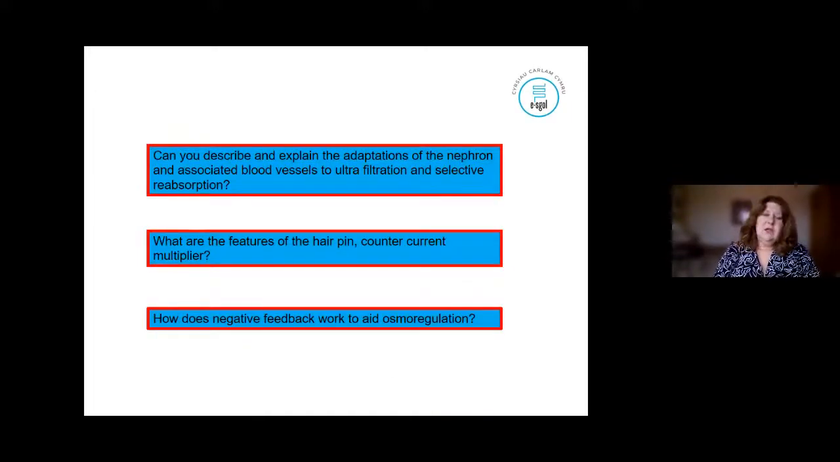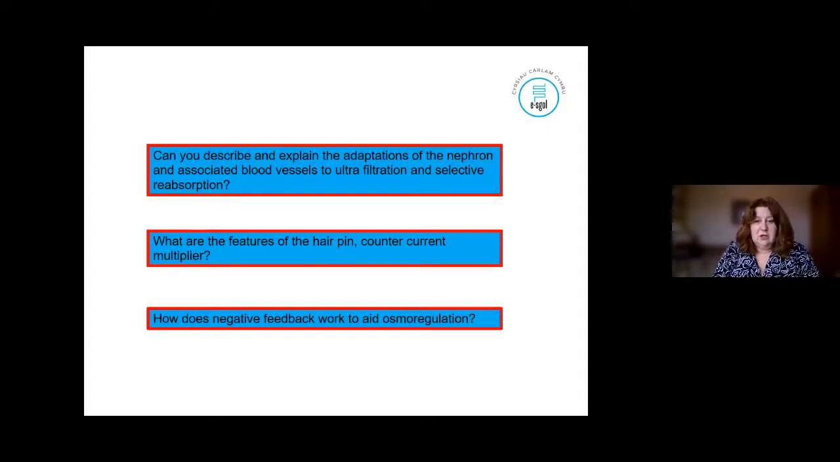So we're going to focus on 3 areas of this topic of the kidney today. We're going to look at the structure, the adaptations of the nephron and the blood vessels that are associated with it. We're going to look particularly at those 2 big processes which you'll know about, ultrafiltration and selective reabsorption.